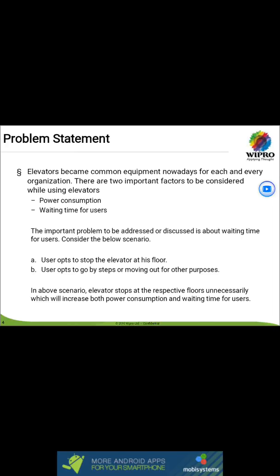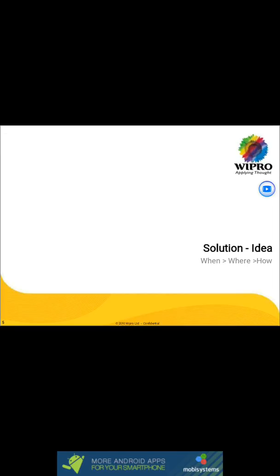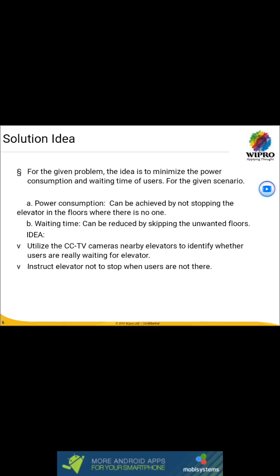So the power consumption can be minimized by not stopping the elevator in the floors where there is no one, and the waiting time can be reduced by skipping the unwanted floors. So the solution which we are suggesting is to utilize the nearby CCTV cameras to identify whether users are really waiting for the elevator, and to instruct the elevator not to stop when users are not there.